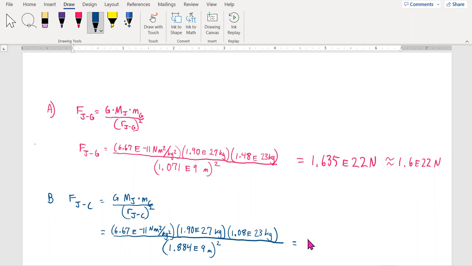That is going to be 3.856 E21 newtons, or approximately 3.9 E21 newtons. Okay, so that's that. That's the solving. This was a pretty straightforward, just straight up calculation thing.